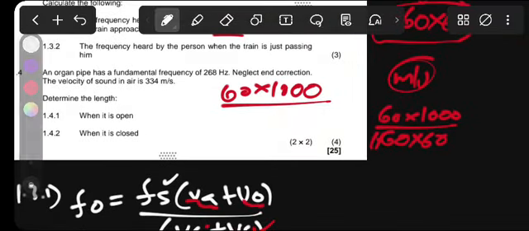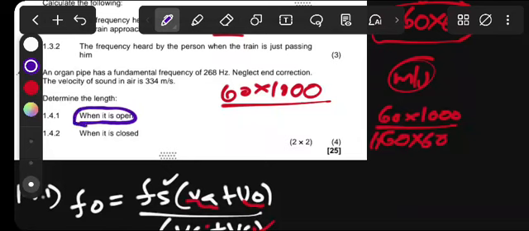Now let's go to this. It says 1.4: an organ pipe has a fundamental frequency of 268 Hz. Neglect end correction. The velocity of sound in air we've been given is 334 meters per second. Determine the length when it's open. Remember, we are dealing with an organ pipe. Do not forget, when it's open, our wavelength will be equal to what? We have to multiply that by 2. We have to double up.